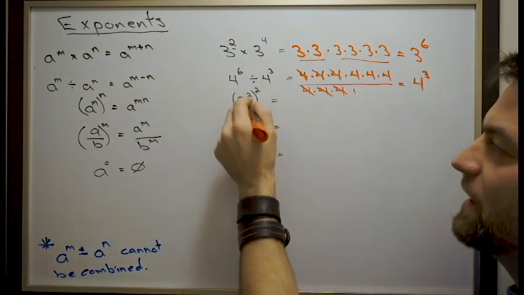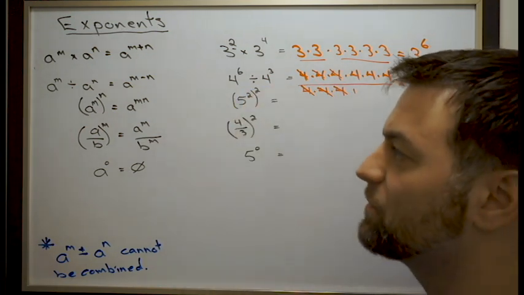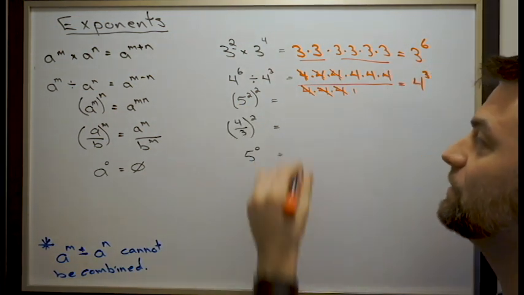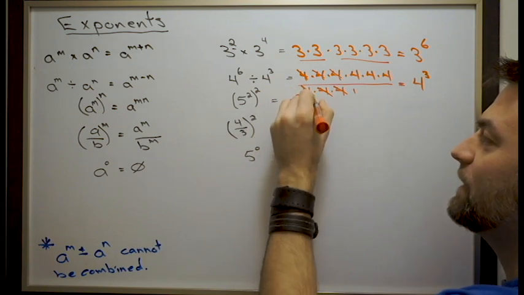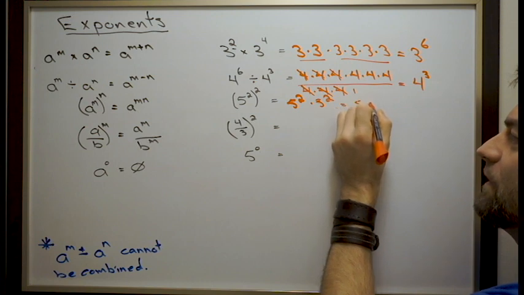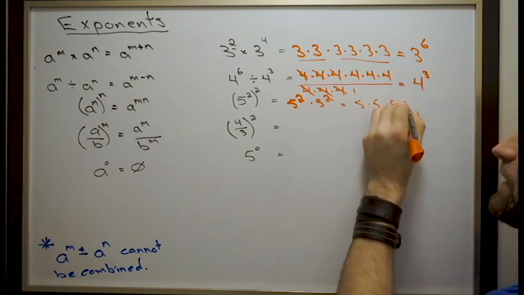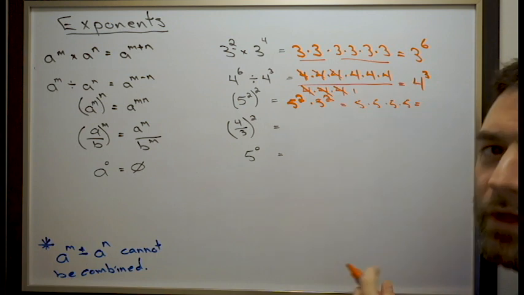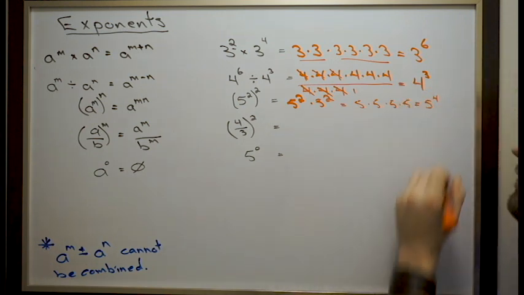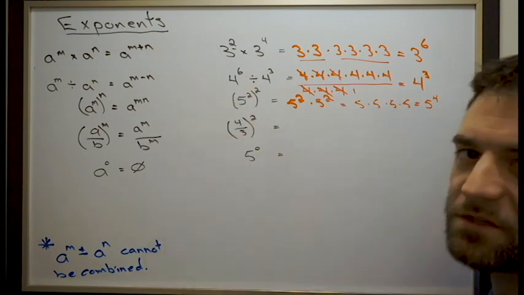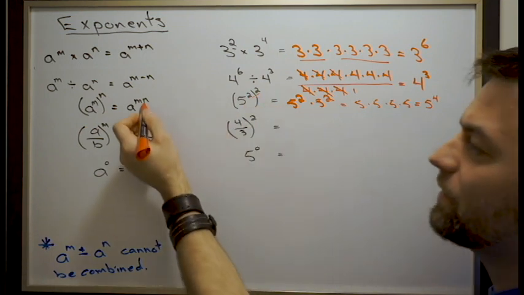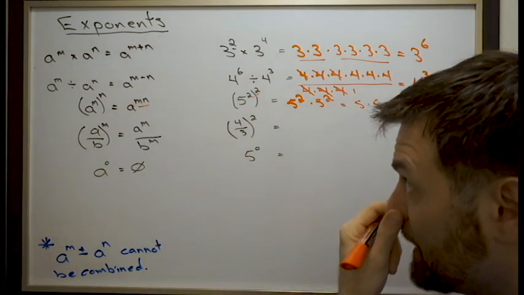Now when we get to the case of an exponent to an exponent, so we have 5 to the power of 2, raised to the power of 2. That's actually 5 squared times 5 squared. But 5 squared is 5 times 5, and 5 squared is 5 times 5. So there we have 5 times 5 times 5 times 5, or 5 to the power of 4, which happens to be 2 times 2. So when we have a power to a power, we're going to multiply those exponents together.